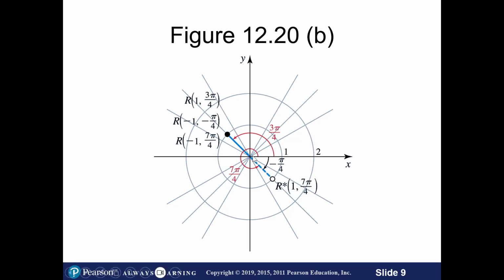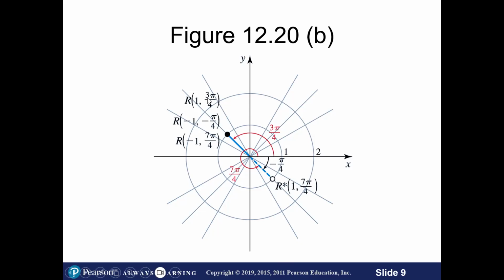Maybe I want a positive r. So again, I go r equals 1, and to get to that same spot I go 1, 2, 3 pi over 4. So again, different ways to get to the same place. And again, on that reflection, adding 180 degrees gets you your reflection across the origin.